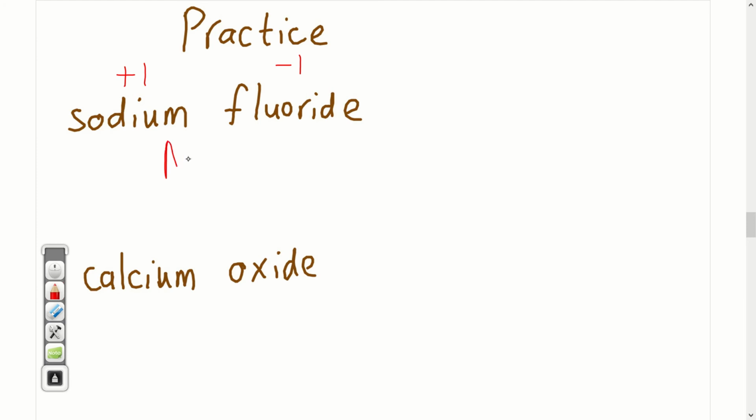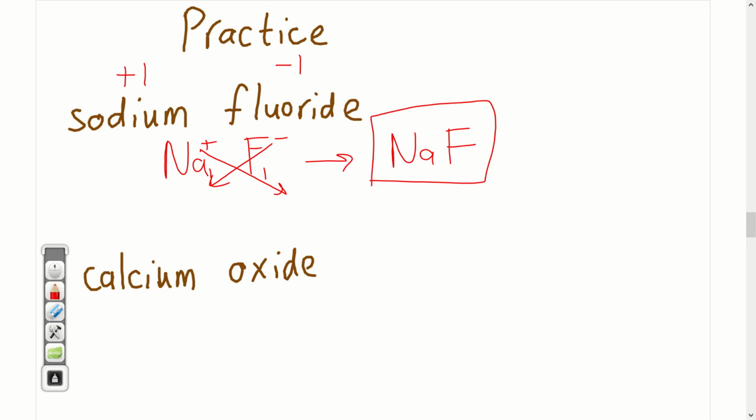I then write out the two symbols. Sodium is Na, fluorine is F, so plus, minus. Then I technically crisscross the two, but what am I crisscrossing? 1 and 1. So what's my formula? NaF. Can I get anything less than 1? No. 1 is the smallest number we can get in any chemical formula. Okay? So that would be my formula for sodium fluoride, NaF.